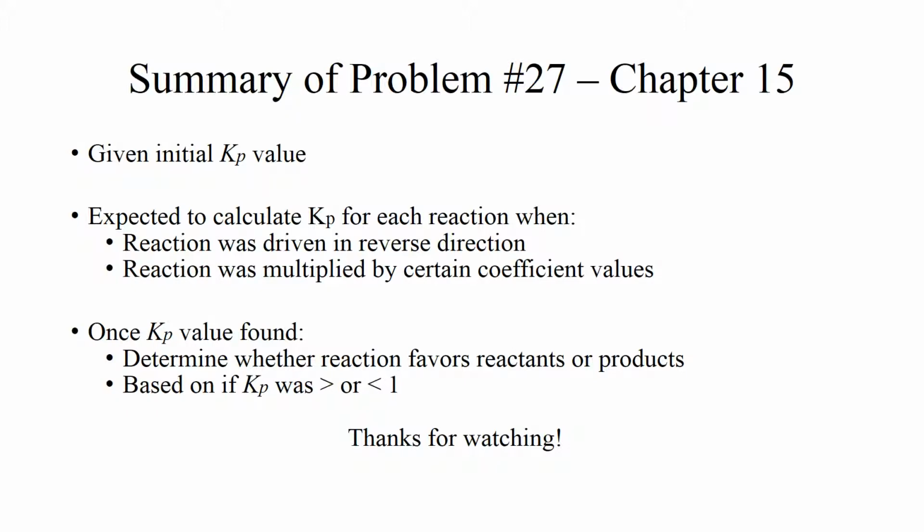In summation, problem 27 of chapter 15 revolved around giving us an initial Kp value and then expected us to calculate Kp for each reaction when the reaction was driven in the reverse direction or when the reaction was multiplied by certain coefficient values. We could then use this value to determine whether the reaction favored reactants or products based on whether Kp was greater than or less than 1.